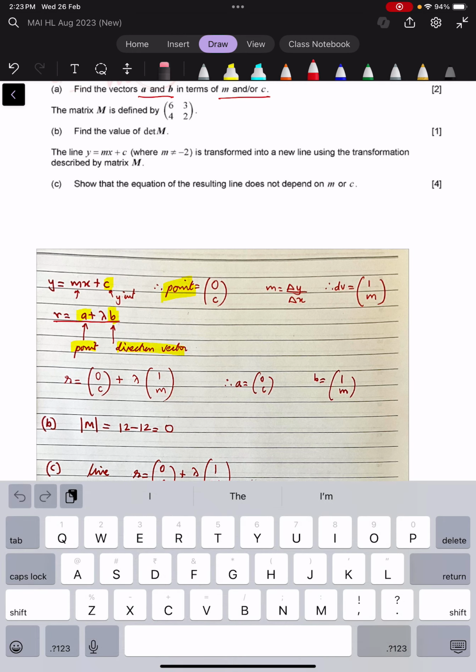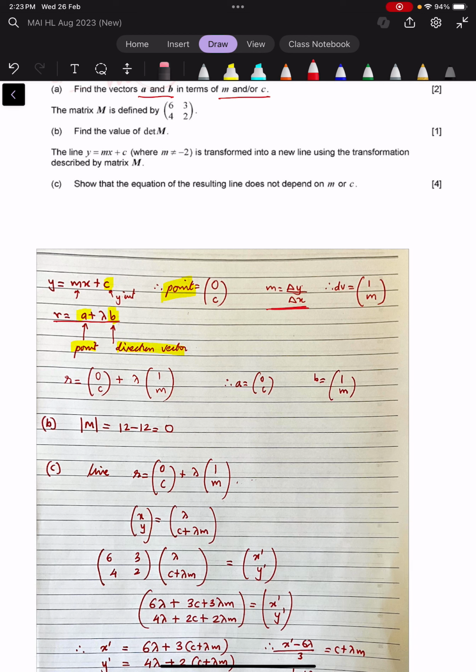At the same time, your slope is change in y upon change in x. So your direction vector is basically the change in y upon change in x. Hence this will be 1 upon m, so basically 1 upon m. Delta y is your m and delta x is your 1. They're comparable because remember it's a ratio to the lowest term.